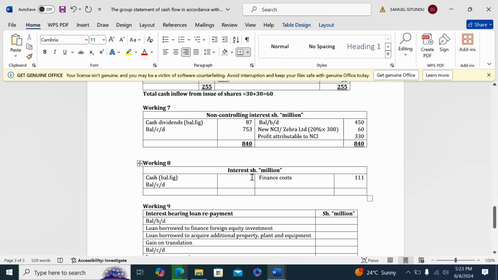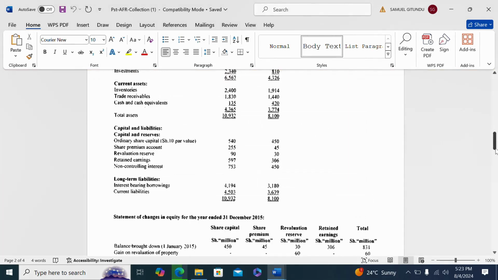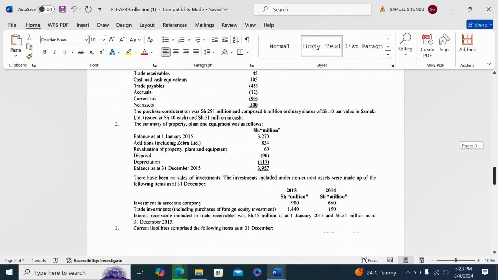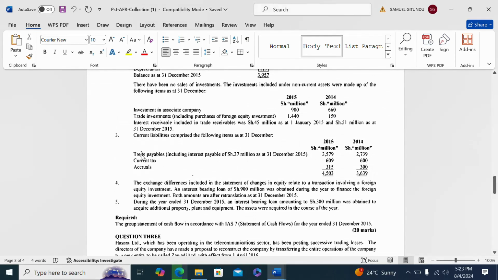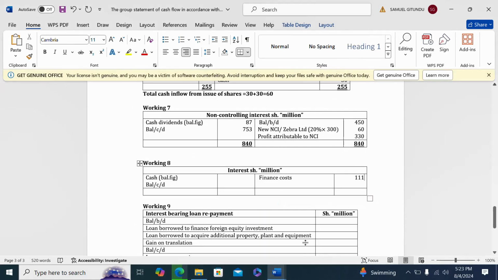Then the balance carried down from the trade payables. From the breakdown of the current liabilities under the trade payables, we have been told that trade payables include interest payable of 27 million as at 1st December 2015. So this represents the interest that was not paid as at 1st December 2015. So we will need to say that the balance carried down of the interest payable was 27. So the balancing figure will now represent the interest that was actually paid.